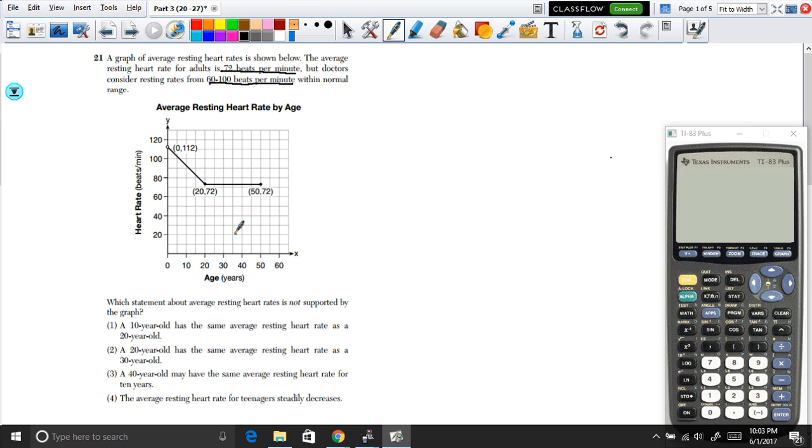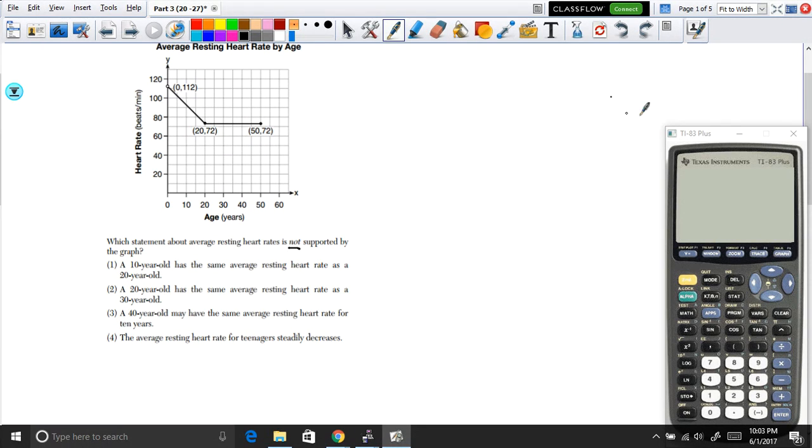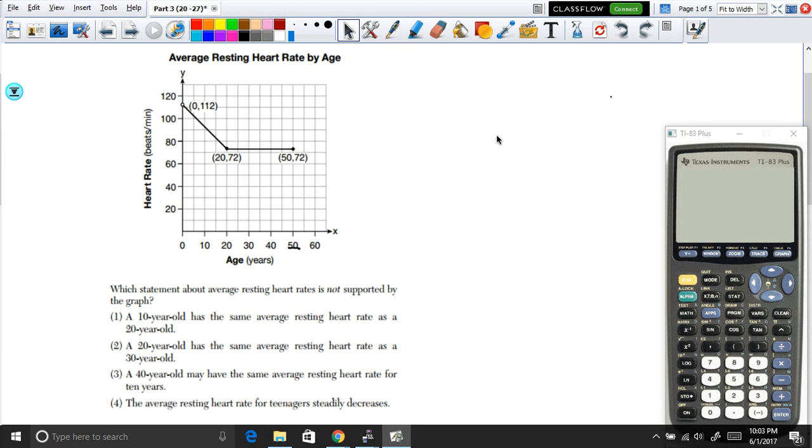But let's look at the statements here. It says, which statement about average resting heart rates is not supported by the following graph. So we're looking here for not. Let's be careful here. We don't really need that whole explanation. So we want to see which of the following is not supported by the graph. All right, so let's take it one option at a time.